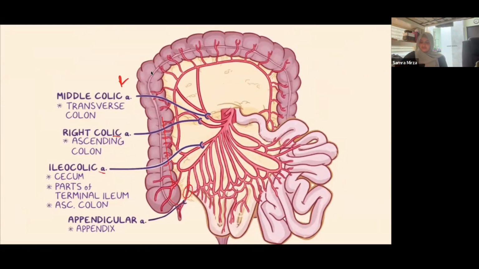So right colic artery. Then once we are at the transverse colon, this is like the middle between the right and the left. So the middle section is going to be supplied by the middle colic all the way till the proximal 2/3. So that's where this would stop.